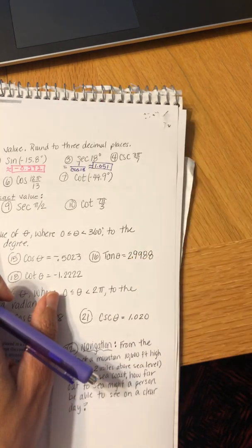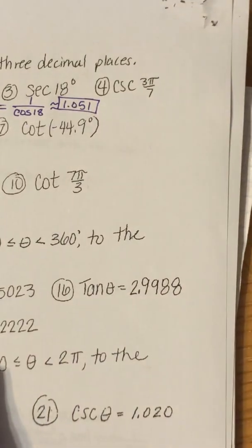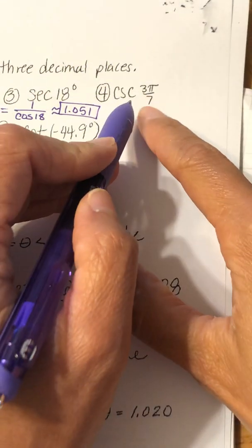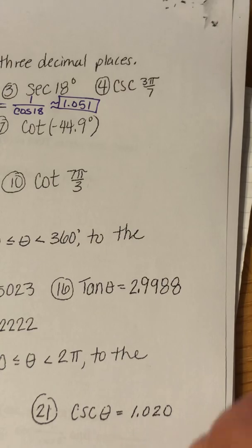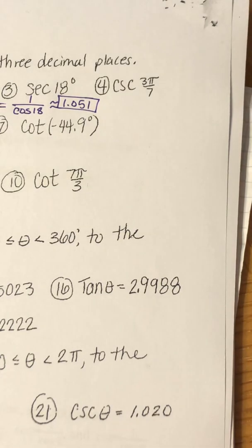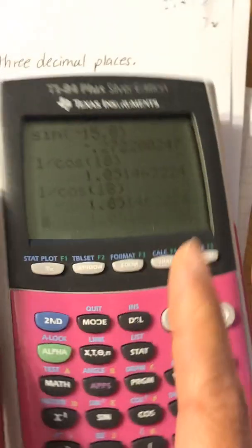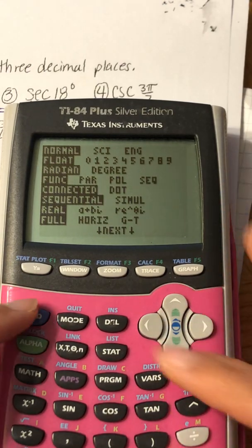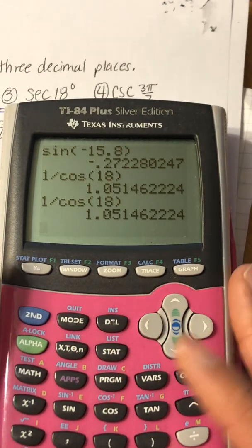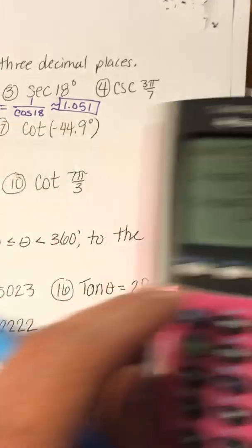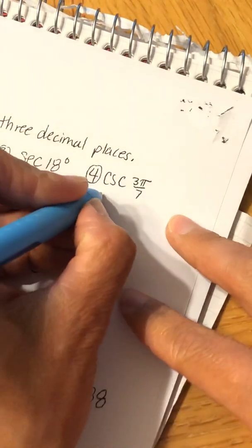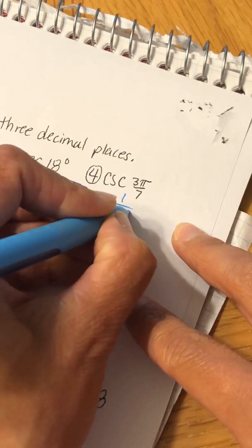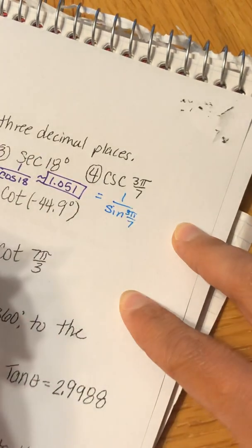Number 4, cosecant of 3 pi over 7. Now we are in radians, so that means I need to switch the mode in my calculator. I'm going to switch it to radians. And cosecant is related to sine, so I'm going to have to convert this. It'll be 1 over the sine of 3 pi over 7.